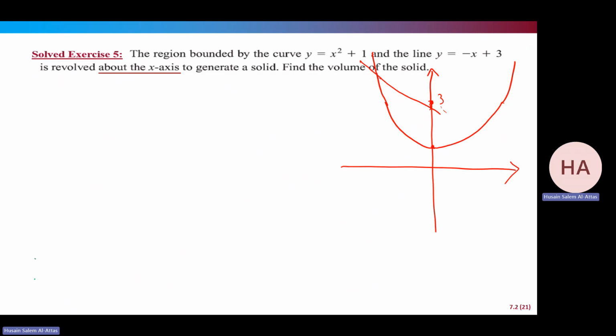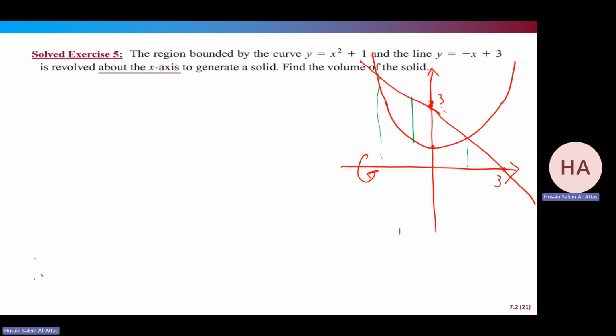It will do something like this. This is 3. That will be my line. So for sure, now, the region is revolved about the x-axis. This is my axis of revolution. That will be my axis of revolution. Okay. So I need now the line will be like this. That will be my line, since it's perpendicular to the axis of revolution. So it means I need this point and this one.